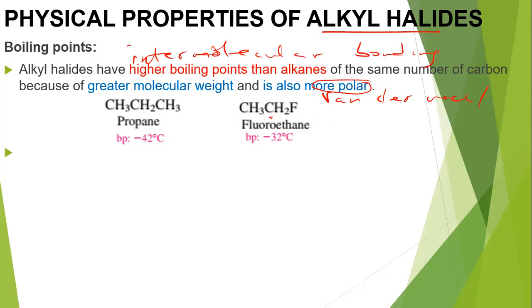Now, if you consider this bond is a polar bond, the fluorine here is more electronegative than the carbon, so the electrons shared between the carbon and the fluorine shift a little bit to the fluorine, such that the fluorine will assume a partial negative charge and the carbon will assume a partial positive charge, right?